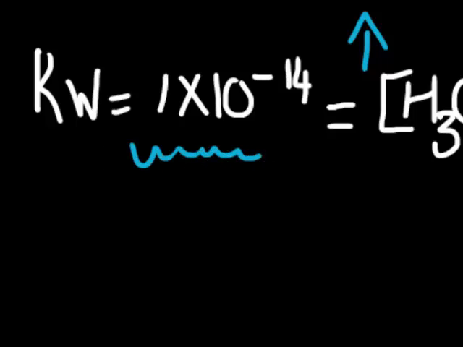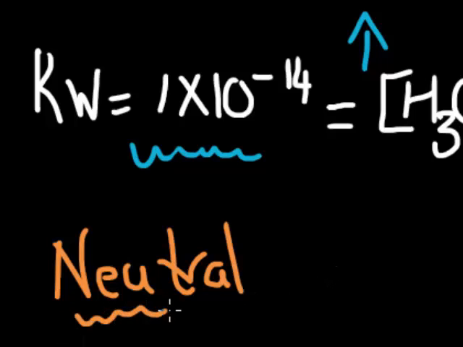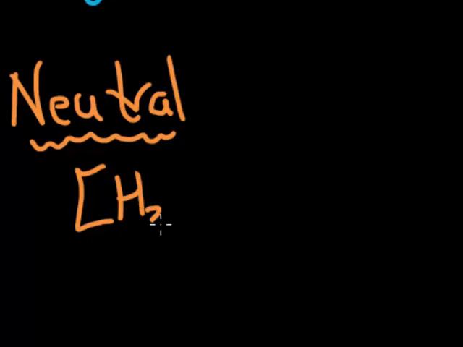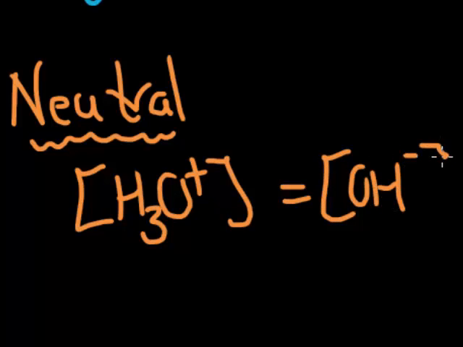Now let's say you've got, in this case, a neutral solution. Neutral basically would refer to us that the pH is going to be around about 7. But before we get to the pH, let's just talk about a neutral solution. In a neutral solution, our concentration of the hydronium ions will be equal to the concentration of the hydroxide ions.